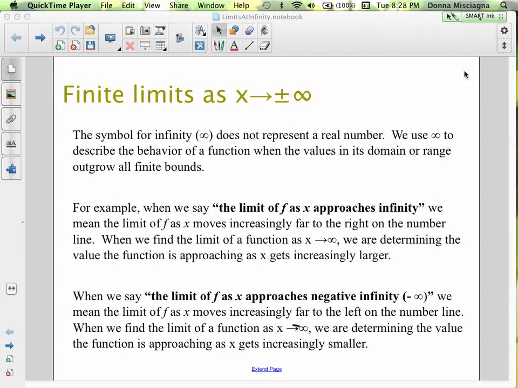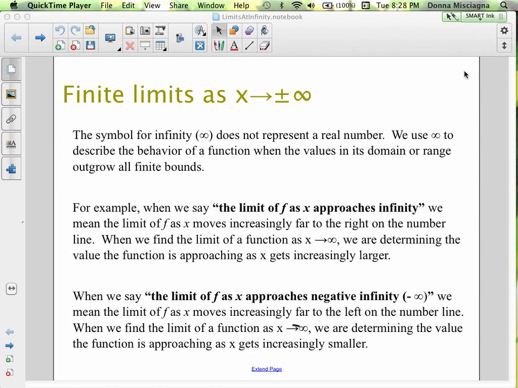In this series of lessons, we're going to be looking at limits as x approaches positive or negative infinity, and also limits where we get infinity or negative infinity as our limit. So first of all, we're going to look at finite limits as x approaches positive and negative infinity.